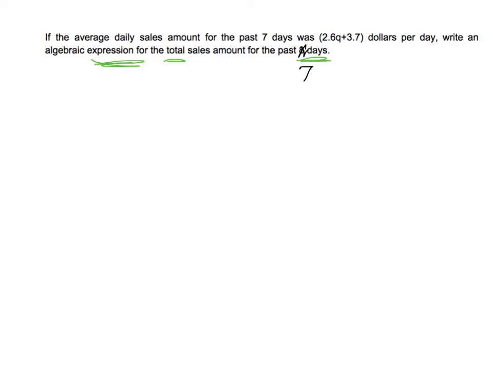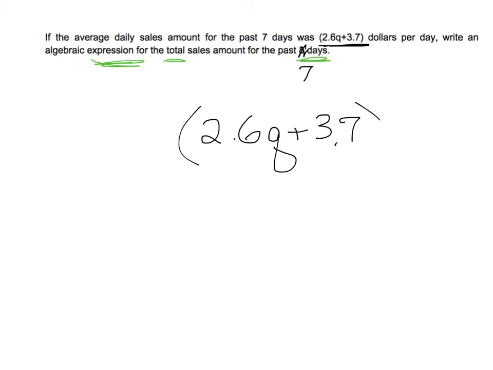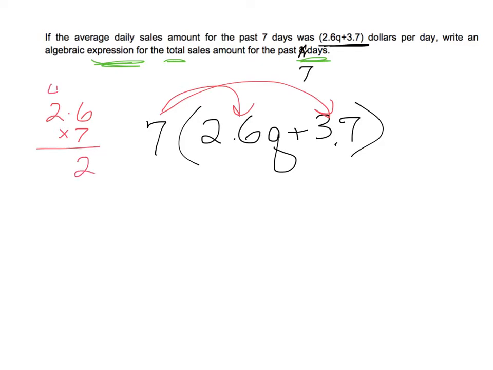What we're going to do then is take what the average each day was, which is 2.6Q plus 3.7. That's 1 day. This here represents 1 day, but we want the past 7 days. So all we have to do is put a 7 in front. And now we will distribute that 7. So 2.6 times 7, we will do that. That is 42, 14 plus 4 is 18.